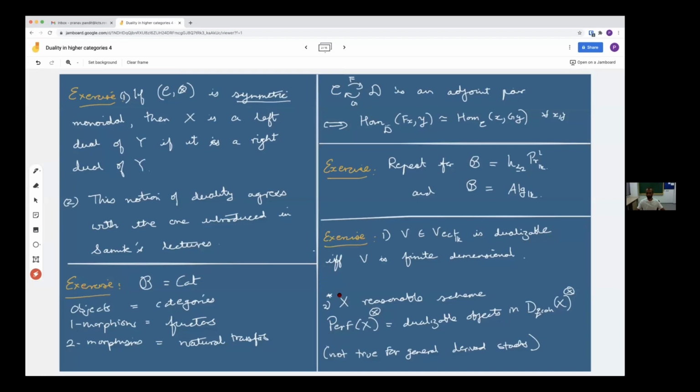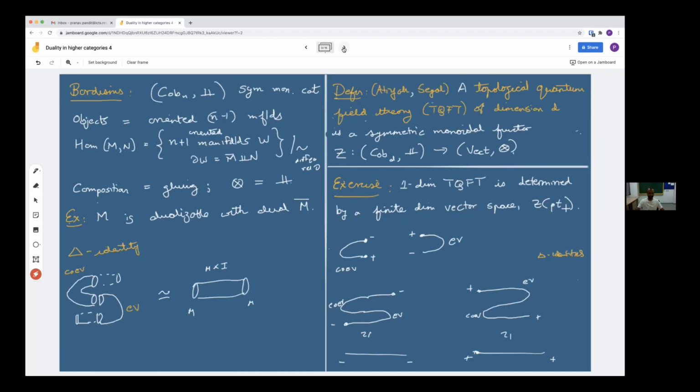And here's a slightly harder exercise, but if you're familiar with derived categories and so on, this might be fun to think about. If X is a reasonable scheme, part of the question is to figure out what hypothesis you want to put on your scheme, then the perfect complexes are exactly the dualizable objects in the derived infinity category of quasi-coherent sheaves on X. And that's just a comment that this is not true for general stacks, higher stacks, or even ordinary stacks. You have to be careful about it. You need some condition on the diagonal. You need an affine diagonal and some properties.